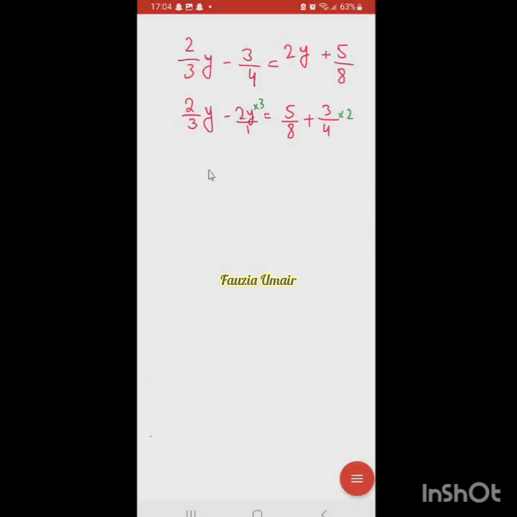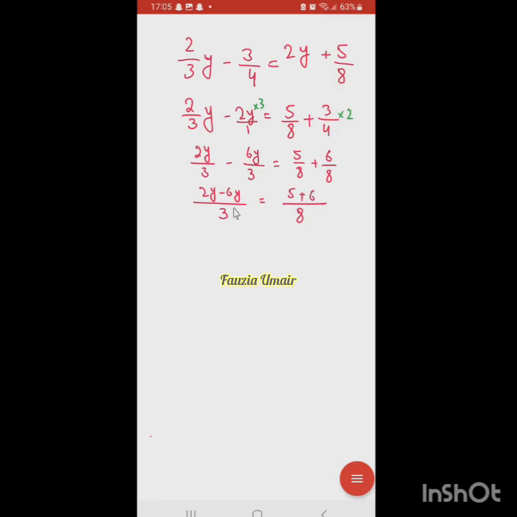So now this is 2y by 3 minus 6y by 3, equal to 5 by 8 plus 6 by 8. So now we can combine them: 2y minus 6y by 3, and 5 plus 6 by 8.